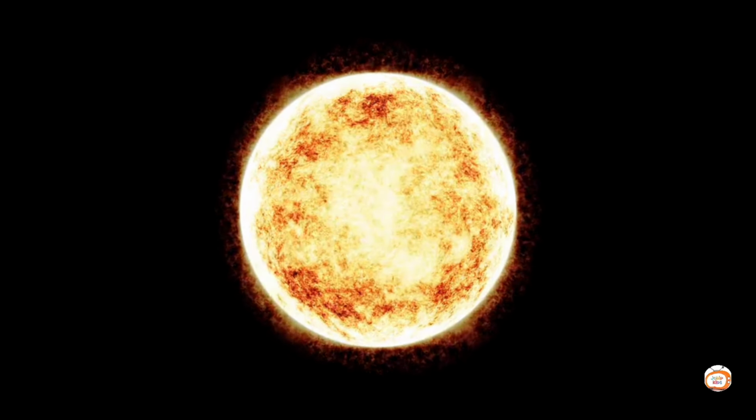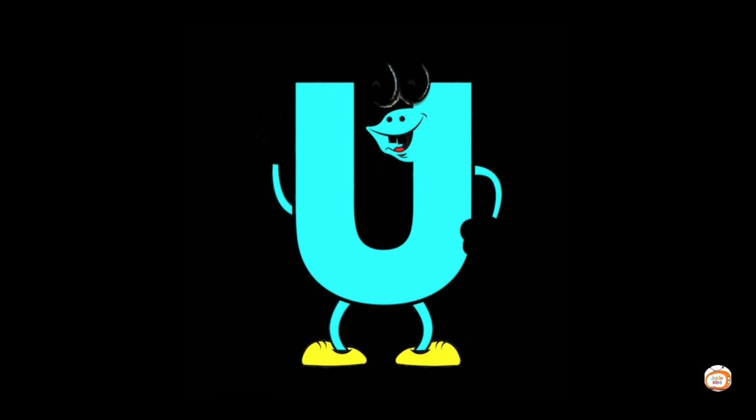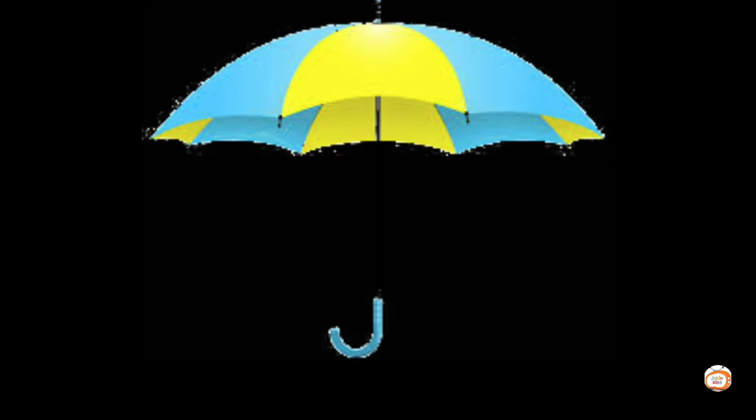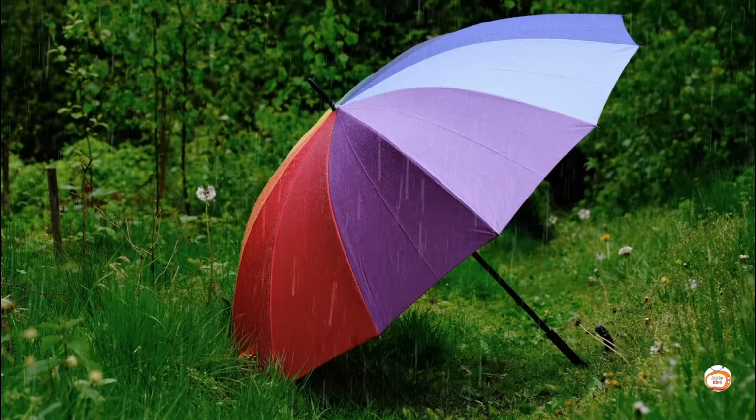S is for sun, S, sun. T is for tiger, T, tiger. U is for umbrella, U, umbrella. V is for violin, V, violin.